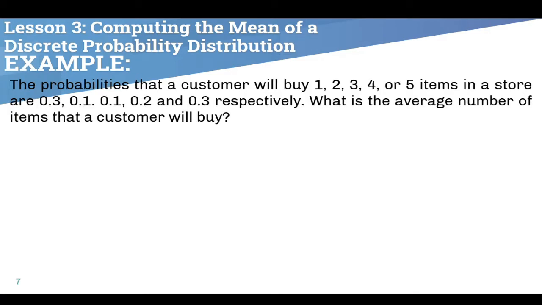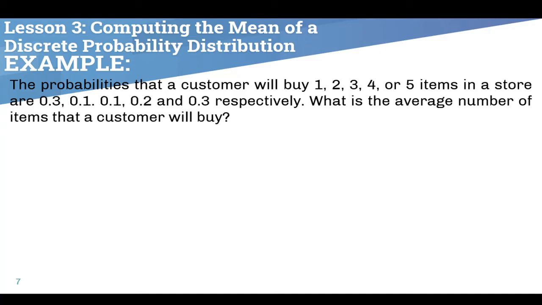The probability that a customer will buy 1, 2, 3, 4, or 5 items in a store are 0.3, 0.1, 0.1, 0.2, and 0.3 respectively. What is the average number of items that a customer will buy? So, dito daw, meron isang tindahan na laging may bumibili. At yung probability na bumili yung isang customer ng 1, 2, 3, 4 o 5 bagay ay na-compute na. Ngayon, ilan daw yung binibiling items ng consumer on an average basis. So, paano natin kukomputin to?